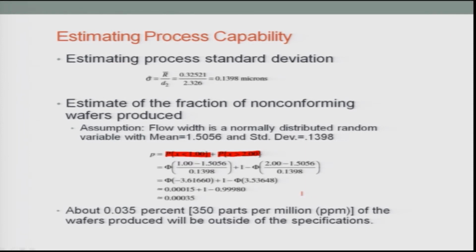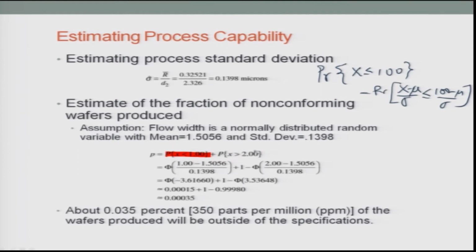So the standard normal deviate formulas, I will just write them down. This will be the probability of x less than 100. So this will be the probability of x minus mu by sigma less than or equal to 100 minus mu by sigma. What I am doing is converting to the standard normal deviate. Using that, let me use an eraser so it is easier for me to note.